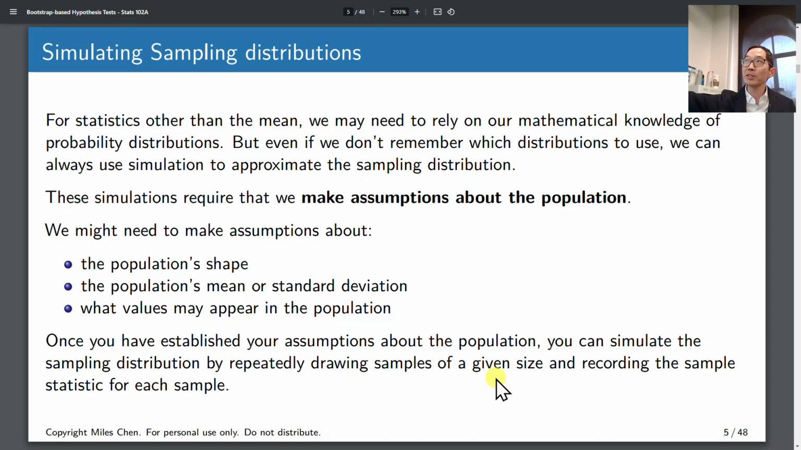If you're doing one of these simulated approaches, you have to make assumptions about the population's shape or distribution, okay? Maybe assumptions about the mean of the population or standard deviation of the population or any other parameters that define the population. Maybe you're just making assumptions about what kind of values could appear in the population. But you are making some kind of assumptions. I know that always makes people a little bit uncomfortable, but there's no avoiding it, okay?